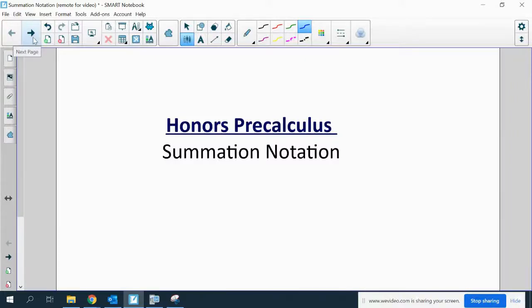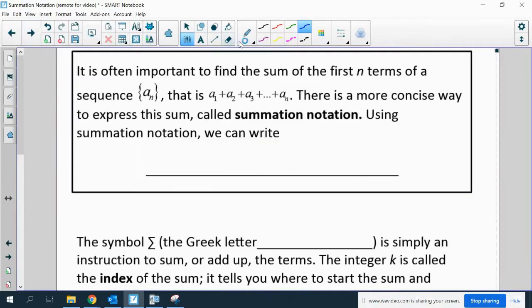This video is about summation notation. It's often important to find the sum of the first n terms of a sequence. In other words, a sub 1 plus a sub 2 plus a sub 3 plus all the way up to a sub n. So you're just summing all of the terms in the sequence up to a certain point. We will write that using summation notation.